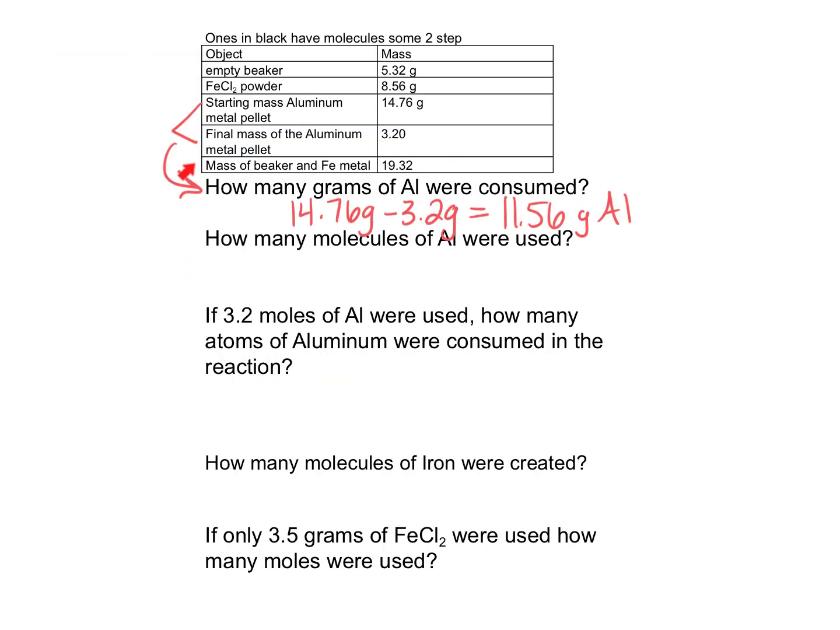To do the first problem, I have to look at my starting aluminum and my final aluminum to find out how many grams of aluminum were consumed. I simply subtract these and get 11.56 grams.